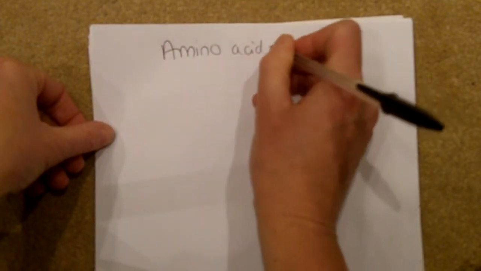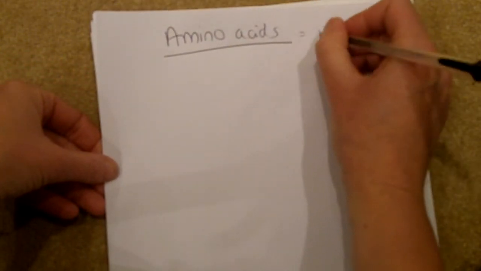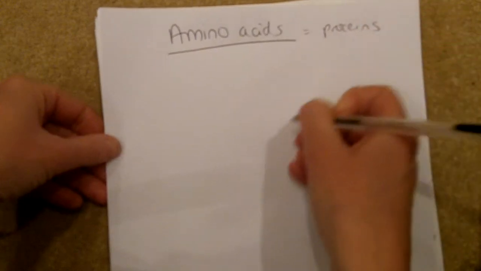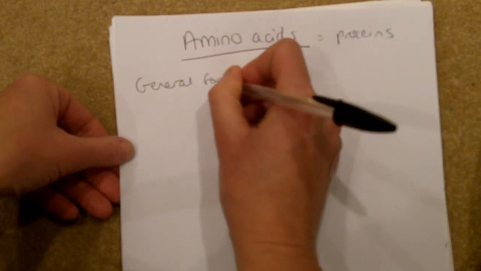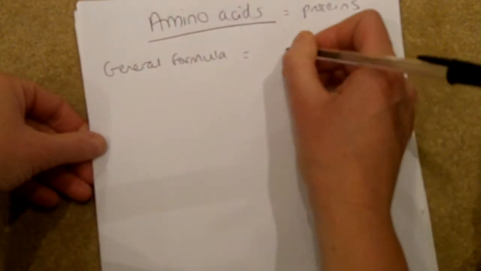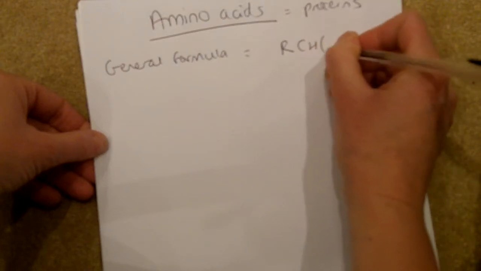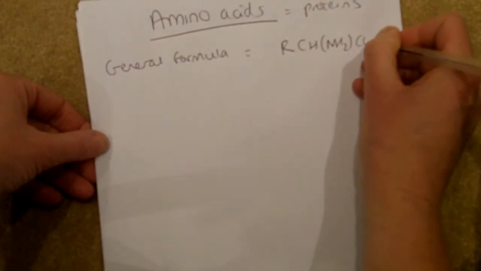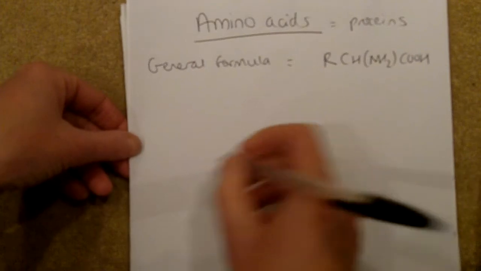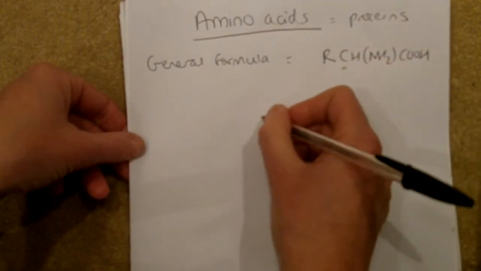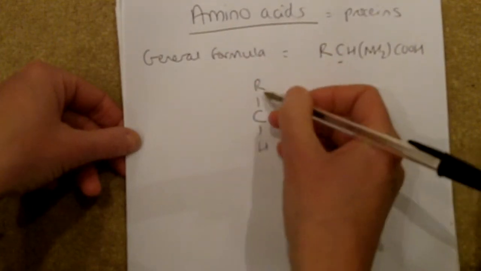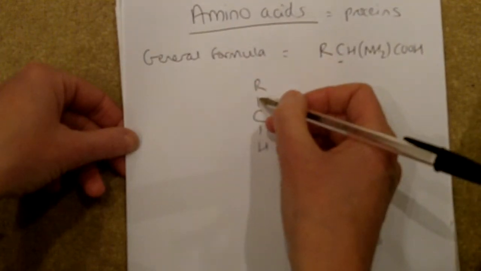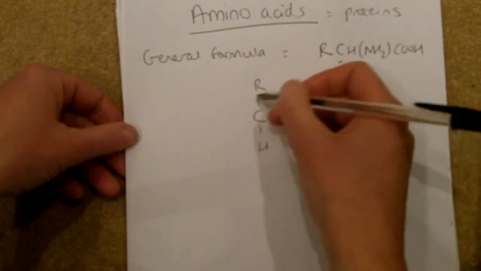Amino acids. So amino acids make up proteins. Proteins are made from amino acids. The general formula of an amino acid is RCH(NH2)COOH. If you were to draw that out, we've got the center carbon, an H and an R group. Remember, R can be alkyl, methyl, ethyl, but it doesn't have to be an alkyl, it can be various other things as well.